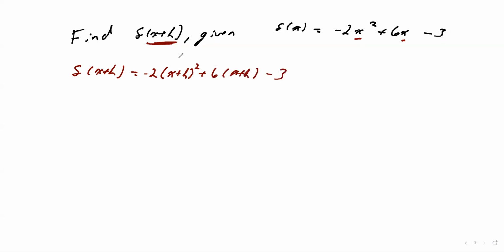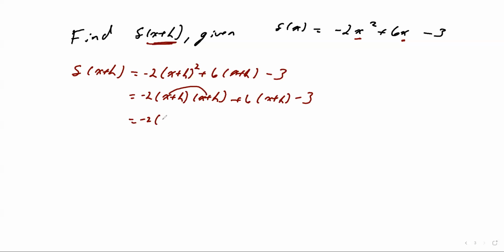minus 3. All right, now here's the mistake a lot of people make. This is not x squared plus h squared. This is two binomials. So this should be negative 2 times x plus h times x plus h plus 6 times x plus h minus 3. So I'm going to fold this out.